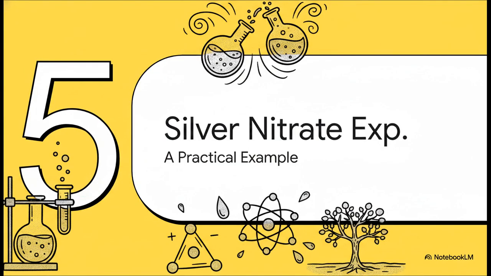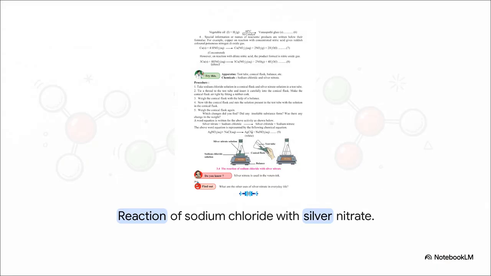Section 5, the silver nitrate experiment, a practical example. All right, class, let's put all this theory into practice. Observe this experimental setup closely. Picture a conical flask filled with a clear sodium chloride solution. Inside it, carefully suspended by a thread, is a smaller test tube containing a silver nitrate solution.